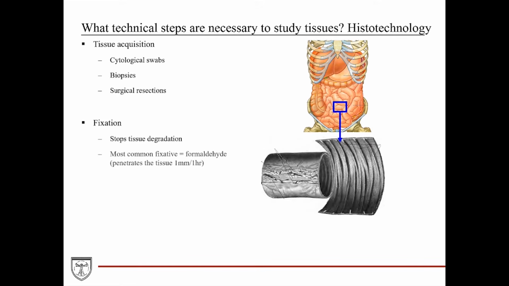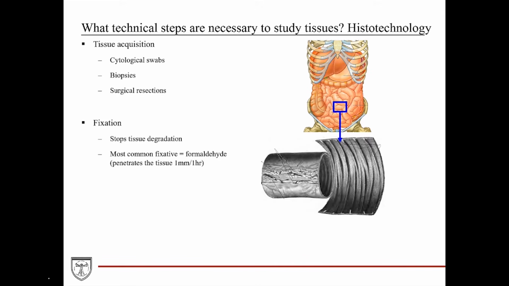One of the most common fixatives nowadays is the chemical formaldehyde. It penetrates the tissues at a rate of approximately 1 millimeter per hour, which means when we have a big piece of organ like this, it's probably a good idea to cut it open so that the internal structure is exposed to the formaldehyde too, so that the fixation occurs faster.